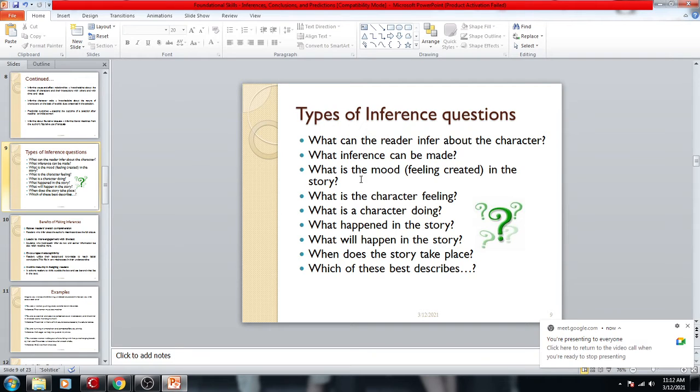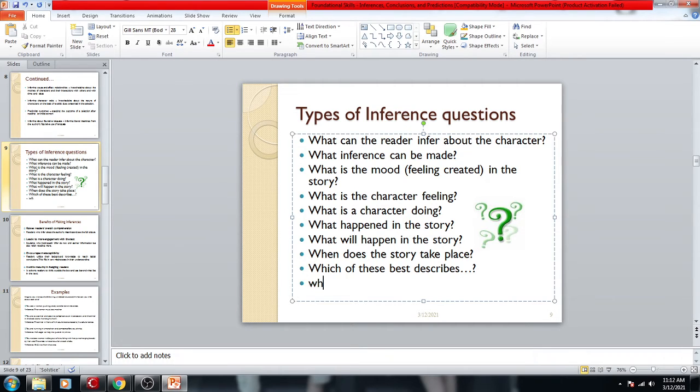What inference can be made? What is the mood, feeling created in the story? What is the character feeling? Even what is the tone of the author? The tone. What is the character doing? What happened in the story? When does the story take place? Which of these best describes the setting? What is the setting? This is especially if you are reading fiction.